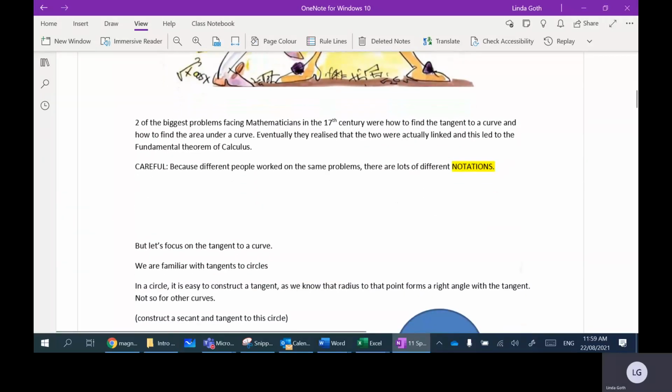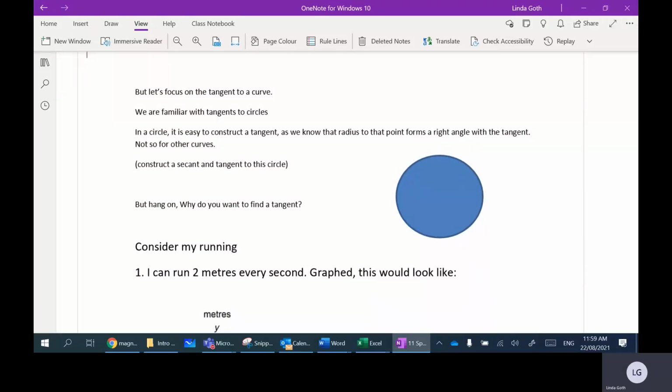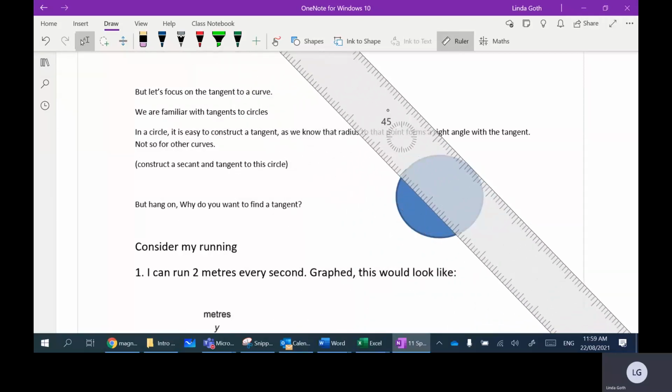Let's focus on this idea of a tangent. We haven't seen a lot of tangents. We've mainly seen tangents when we've been talking about circles. So I've got a circle here, and if I wanted to construct a tangent to it, I would get my ruler and draw. I can draw a tangent anywhere onto this circle.